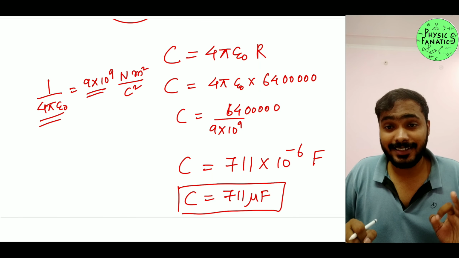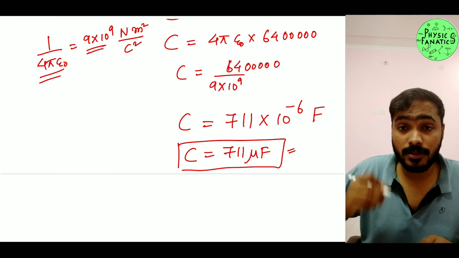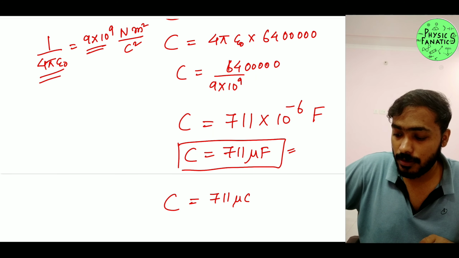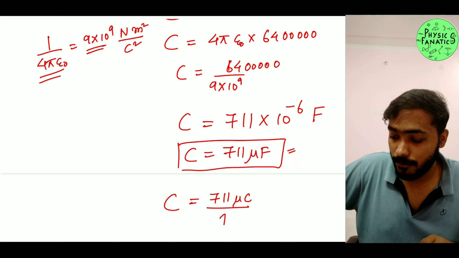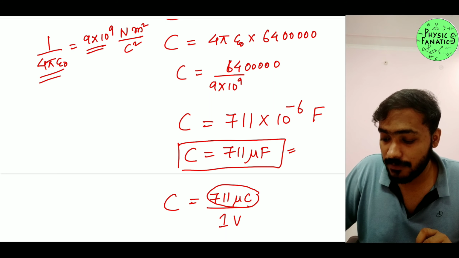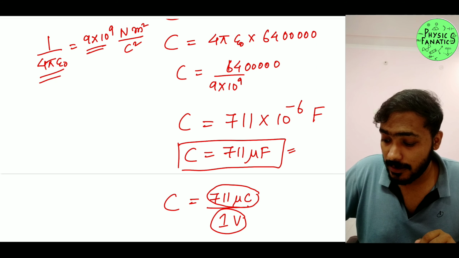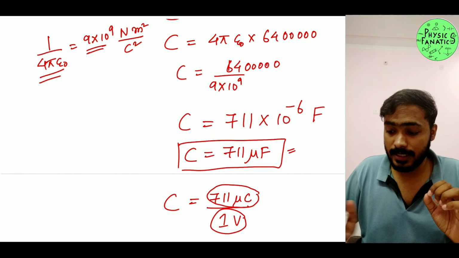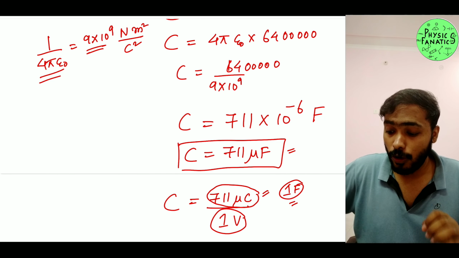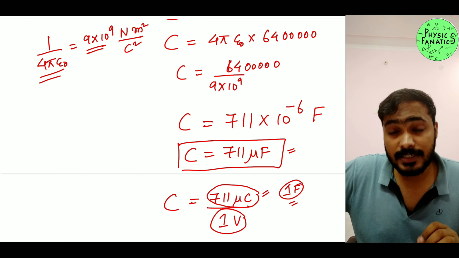Now you have to understand here, what is the value of 711 microfarad? The value of 711 microfarad means C is equal to 711 microcoulomb divided by 1 volt. Is that a yes or no? So you have to provide 711 microcoulomb charge so that Earth's potential is changed to 1 volt. Now you understand, it is very small as compared to 1 farad. Can you guys understand? It is very small. Although 711 microfarad is a good value of capacitance, it is still very less as compared to 1 farad.